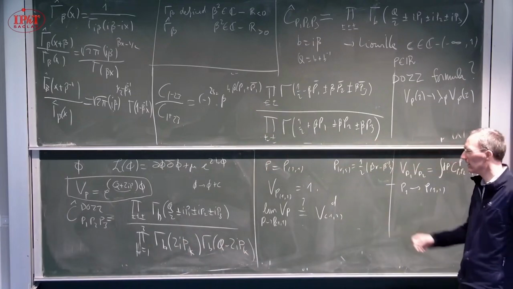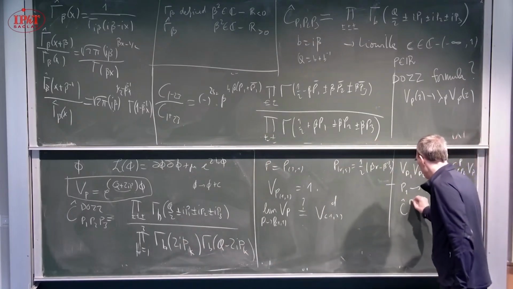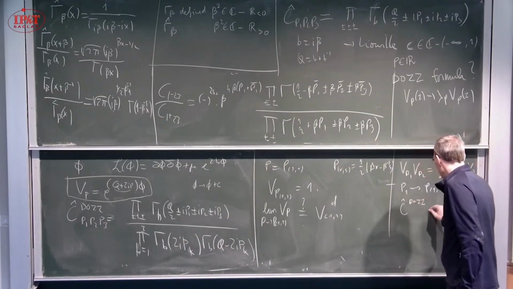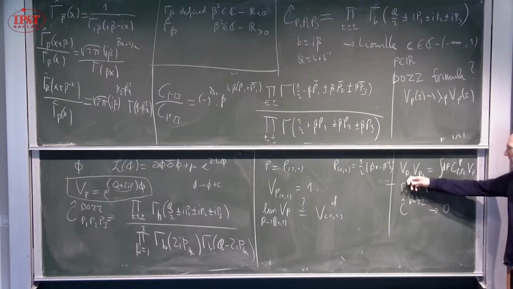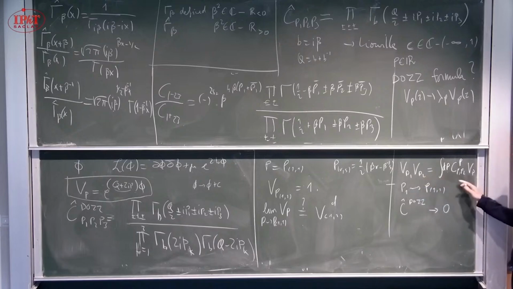So therefore the C hat DOZZ goes to 0. So at first sight, it looks like the limit of this OPE is just 0. Well, that's not the correct answer, as you can guess. So what's happening? Well, sorry? It becomes some delta function.